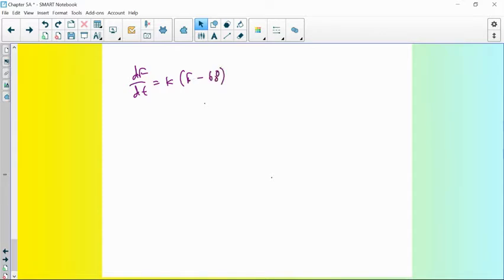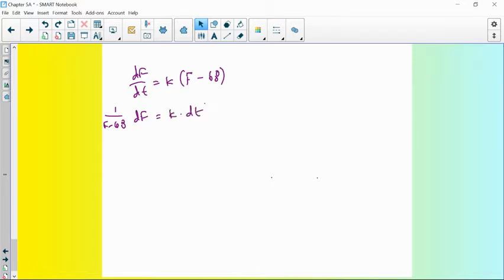And it gives us two data points. Let me clean this up just a bit. I want to solve this, then plug in the two data points and answer the questions. So F minus 68 needs to get to the left, and the dt needs to get to the right. So it would be 1 over F minus 68 dF is equal to k dt.